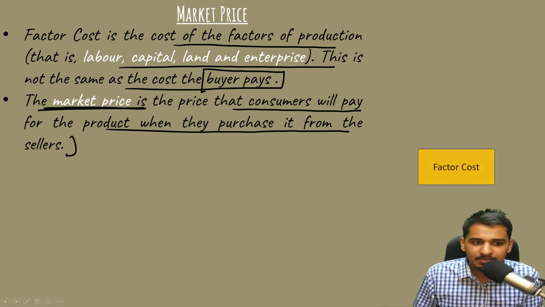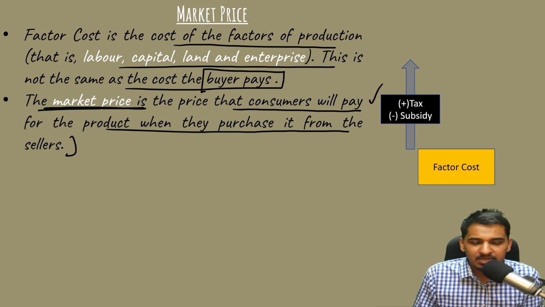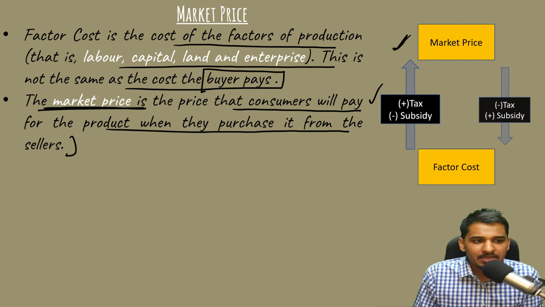So let us look at it diagrammatically. Suppose this is the factor cost. When you add taxes and reduce subsidy, you will get market price. Similarly, when you subtract tax and add subsidy to the market price, you will get factor cost.